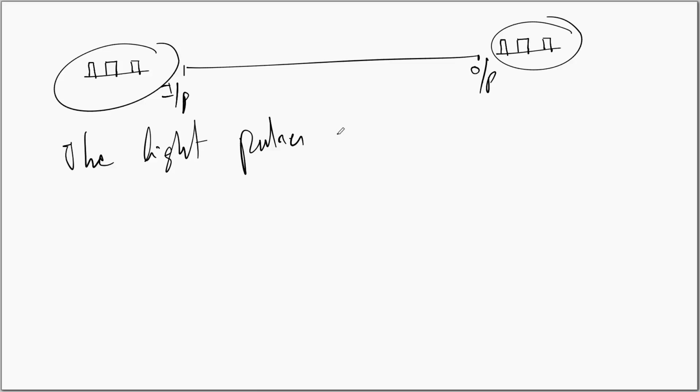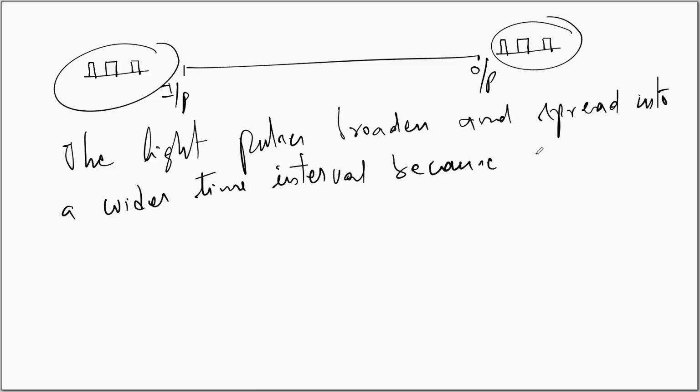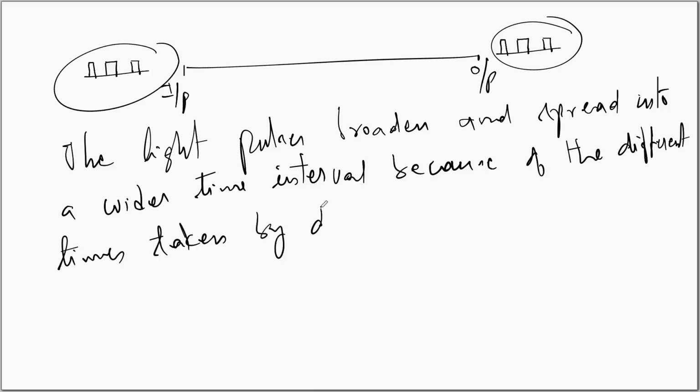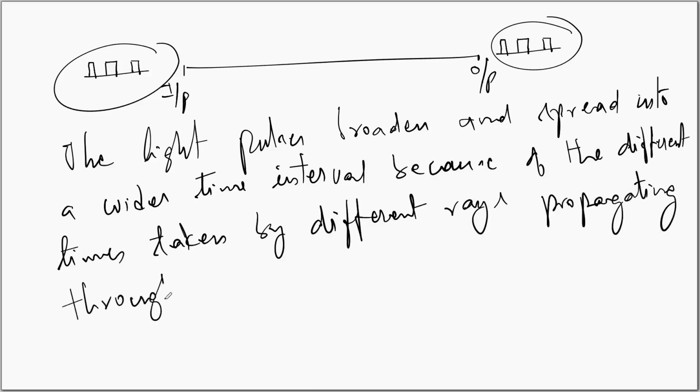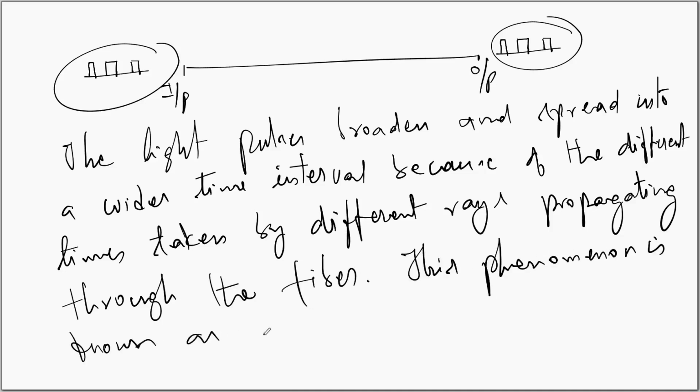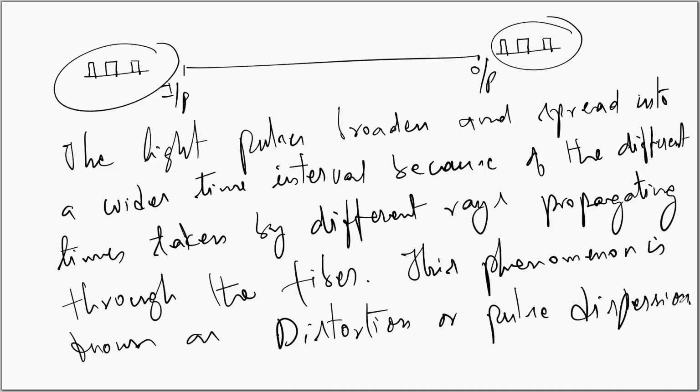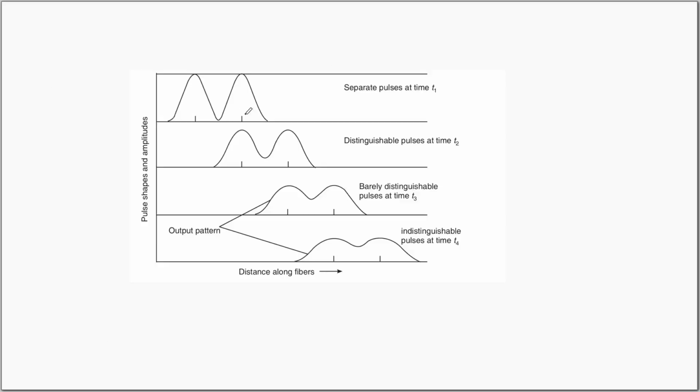The light pulses broaden and spread into a wider time interval because of the different times taken by different rays propagating through the fiber. This phenomenon is known as distortion or pulse dispersion. Consider these two pulses. When they are received in this fashion, they can be distinguished separately because the variations in the amplitude can be identified separately. At a time t1, the pulses can be distinguished separately. They can be distinguished separately even at time t2, which is greater than t1.